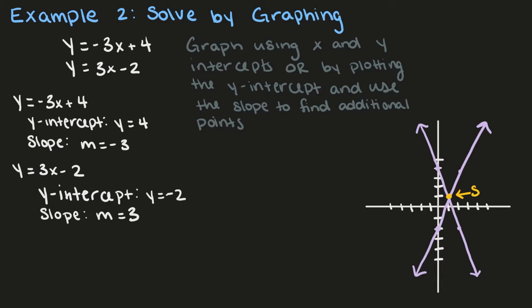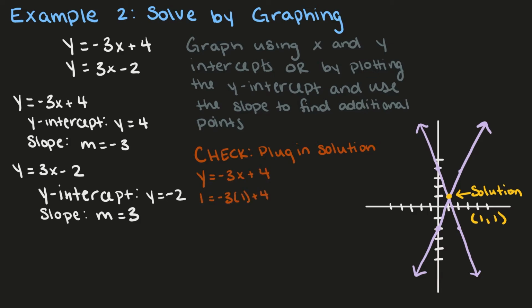These lines intersect at the point 1, 1. To check to make sure that we found the right solution, let's plug in 1, 1 to both of these equations. This proves that 1, 1 is our solution.